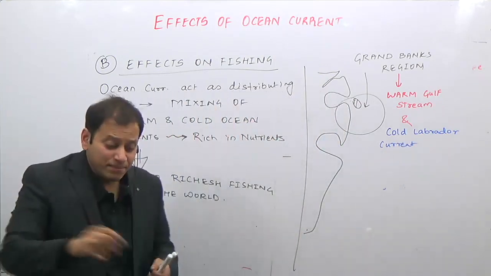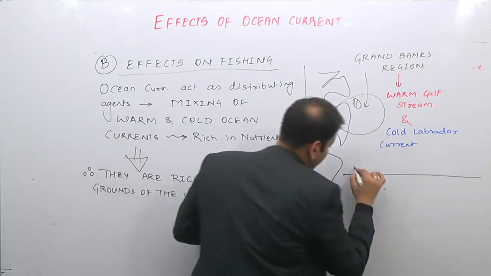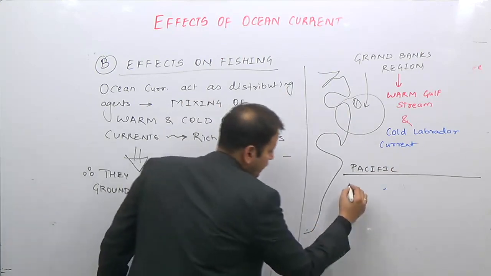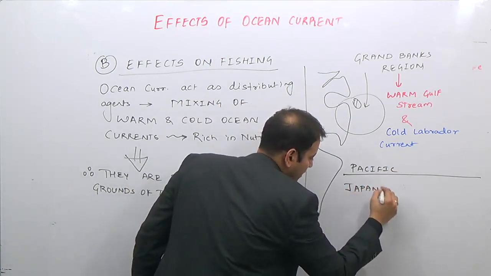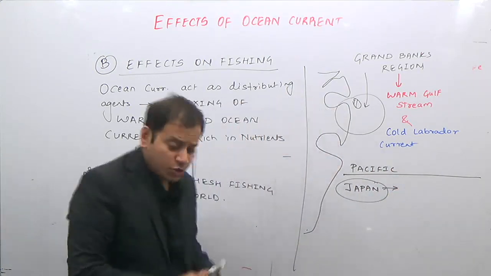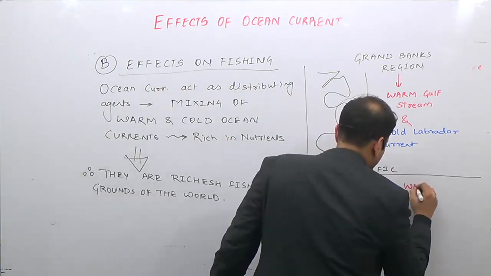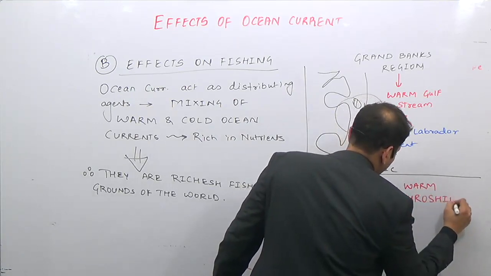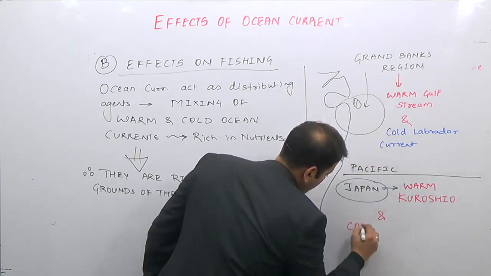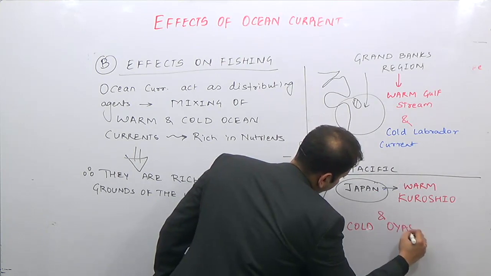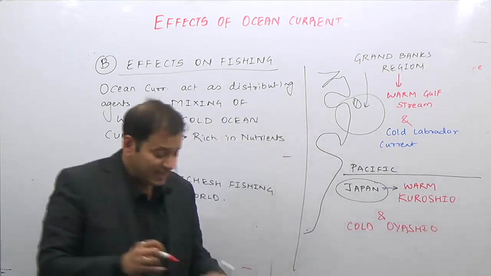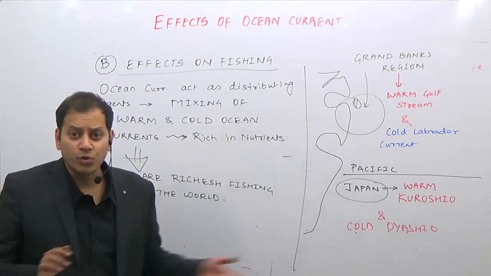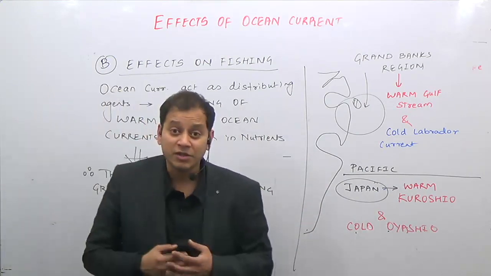Similar current system in the Pacific Ocean. If you remember, in the Pacific, a similar current system is along the coast of which country? Along the coast of Japan. I am not drawing the map here. Along the coast of Japan, due to mixing of which two ocean currents? Warm Kuroshio and cold Oyashio system. See, in the examination, again I am repeating, don't get confused. Both start with O, and the cold one is the Oyashio system. So Japan is also one of the richest fishing grounds of the world.